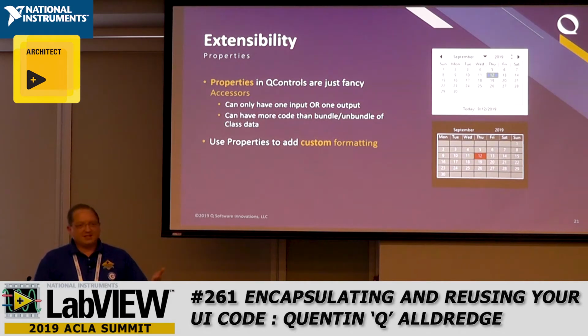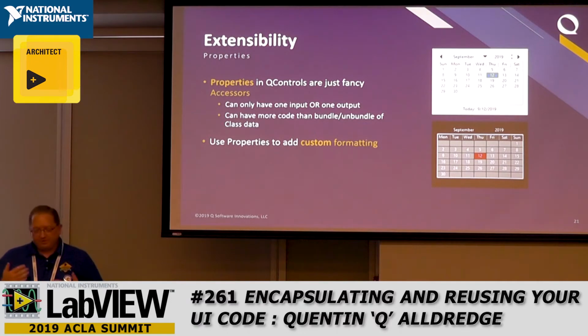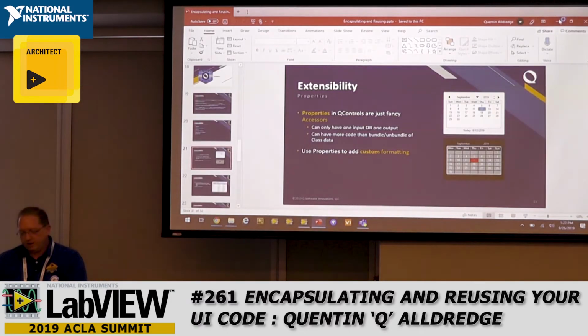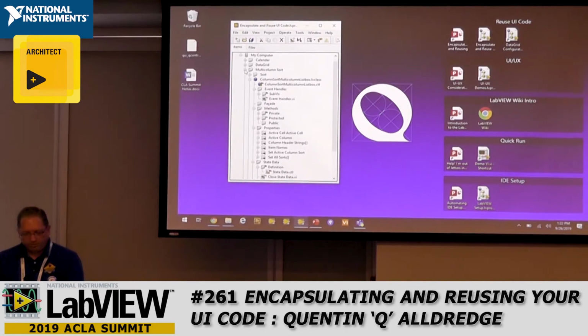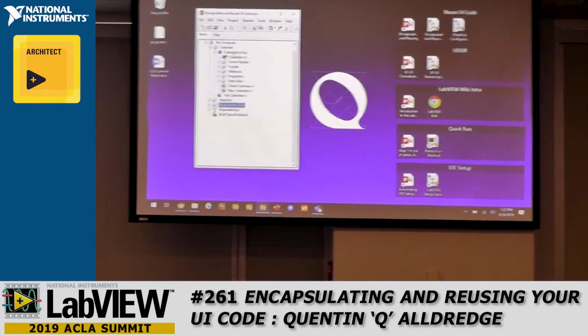There's nothing that says an accessor should only have a bundle or unbundle in it. The only thing that an accessor locks you into is the connector pane. It has to have the two classes, the two errors, and either an input or an output. So you can add other code into there. And for this demo, I did a calendar control that has a lot of extra properties into it.